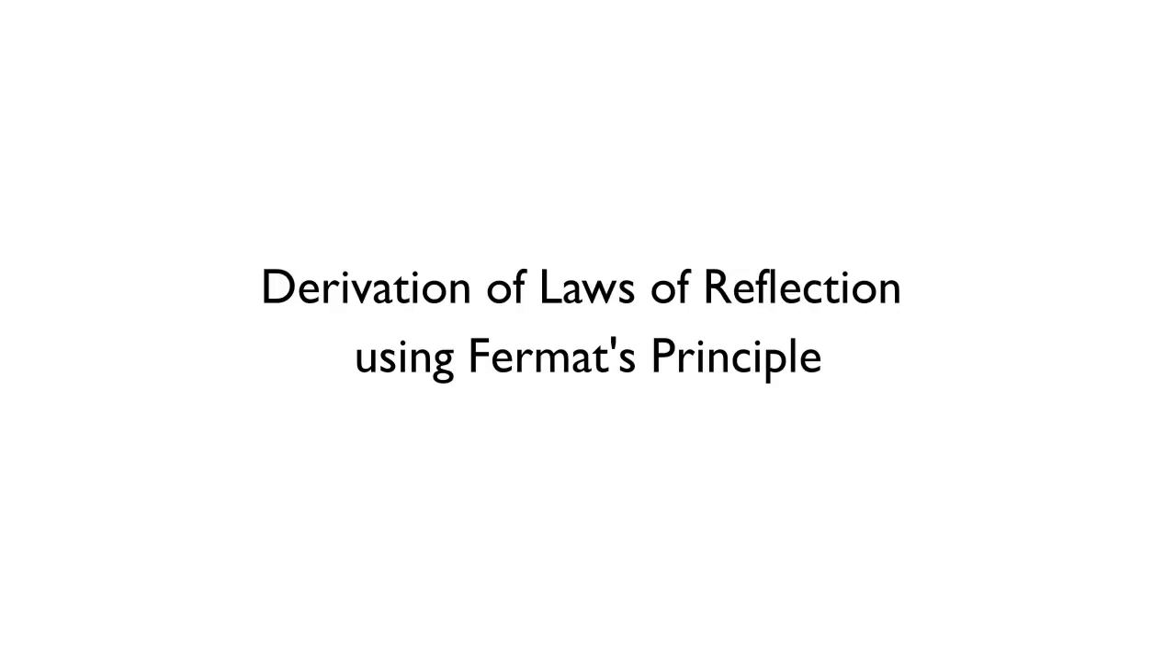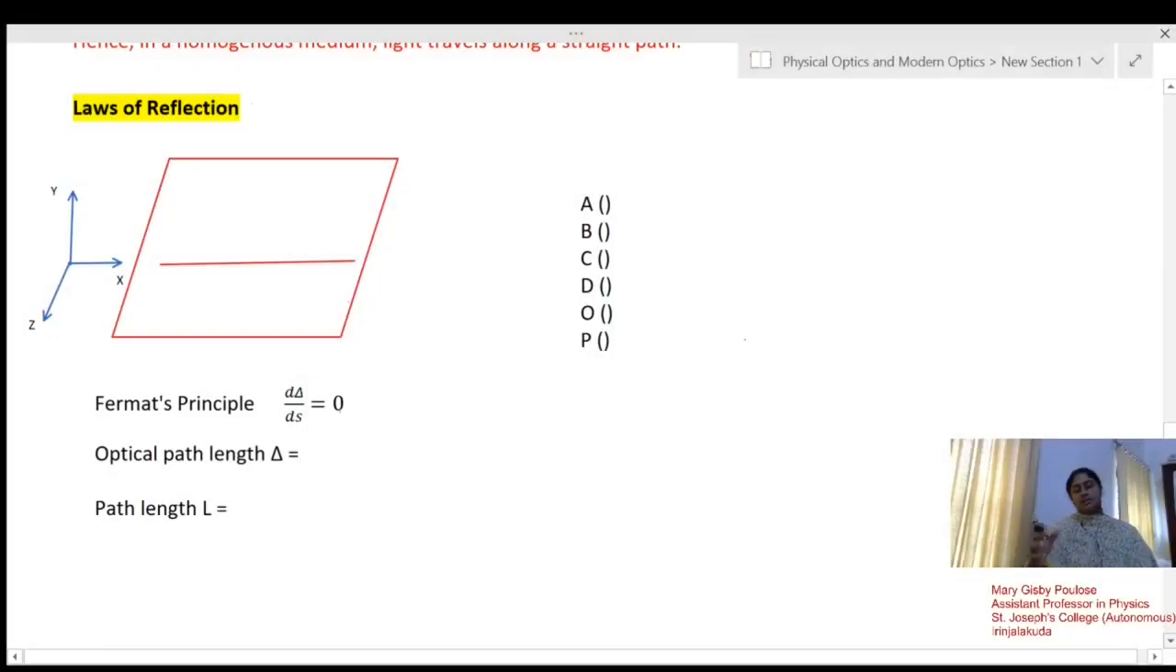Now next, let us discuss the laws of reflection. I have drawn a red parallelogram. This defines the plane upon which reflection is taking place. Okay. So let this be plane M1, M2, M3, and M4.